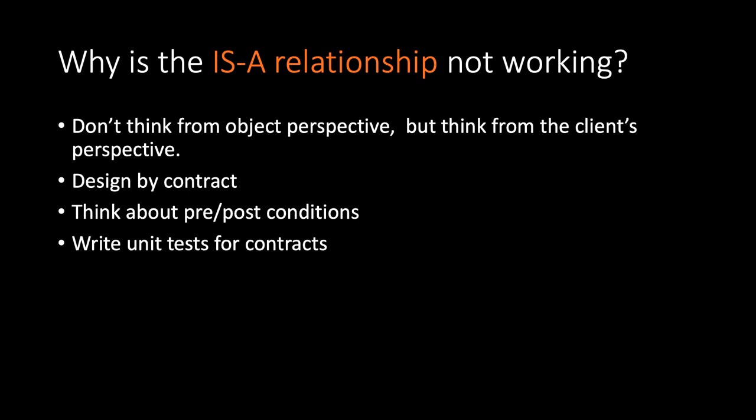Let's see why the is-a relationship is not working as expected. Even though we thought that a square is a rectangle, we were not able to substitute it. So let's see why. Whenever you think from an object's perspective, it might seem sufficient, because whenever you view something in isolation, it might seem correct. You should not view some classes in isolation. What you should do is look at how the client is going to use that. For that, you should design a contract.